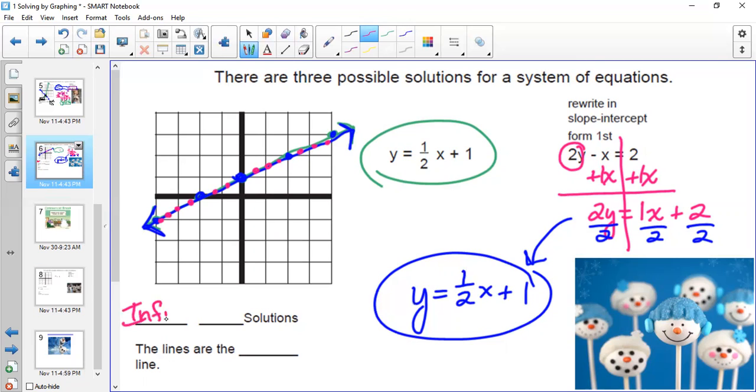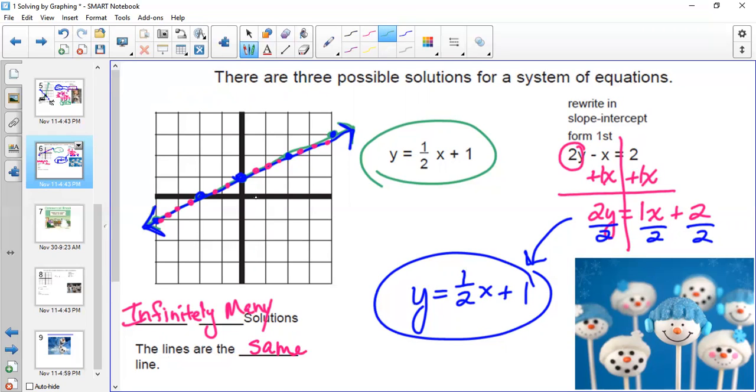You guys have seen that before. There are infinitely many solutions, because these lines are the exact same. Now, unlike equations where every single answer that you can think of is a solution, these are just the ones that are on the line.